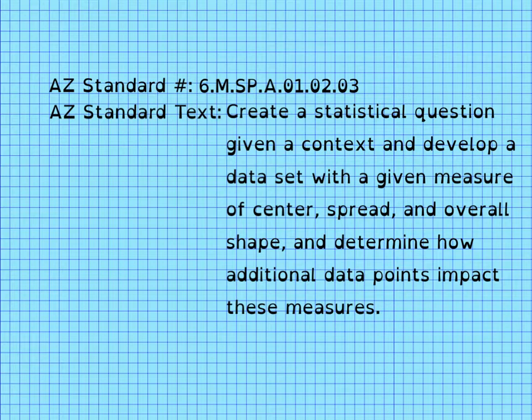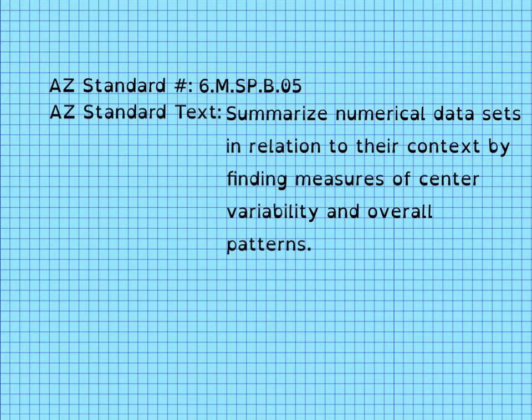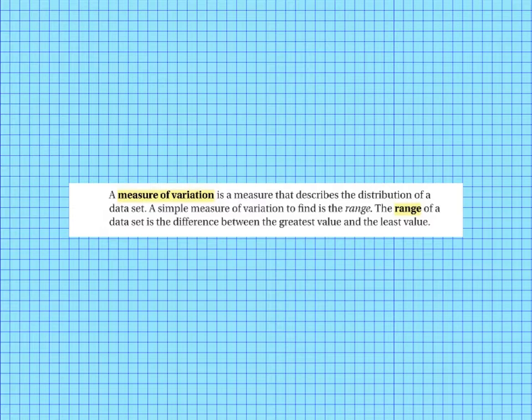The first standard we'll be working on is create a statistical question given a context and develop a data set with a given measure of center, spread, and overall shape, and determine how additional data points impact these measures. Our second standard is summarize numerical data sets in relation to their context by finding measures of center, variability, and overall patterns. We're going to start today with a little vocabulary review.